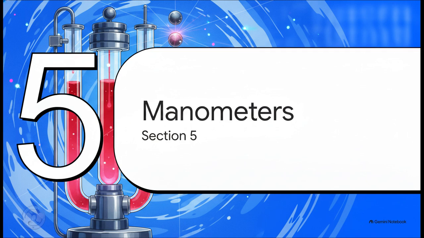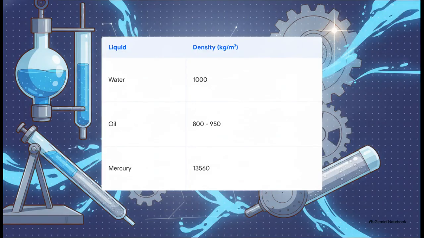And finally, Section 5, manometers and calibration. This is one of the most accurate, fundamental ways to measure low pressure. Manometers rely on a beautifully simple hydrostatic equation. Pressure equals the fluid's density times gravity times the height of the fluid column. We literally balance process pressure against the actual physical weight of a liquid.